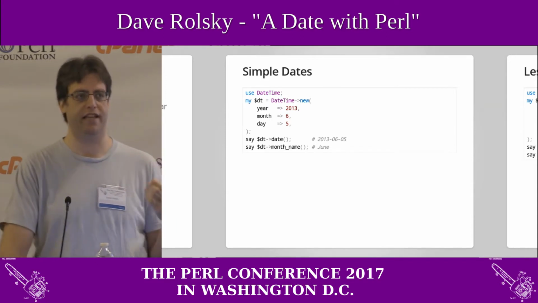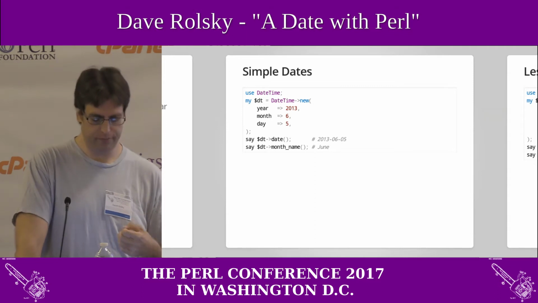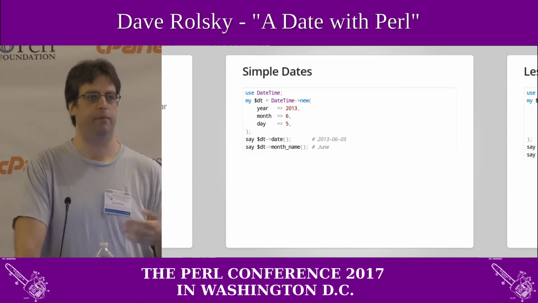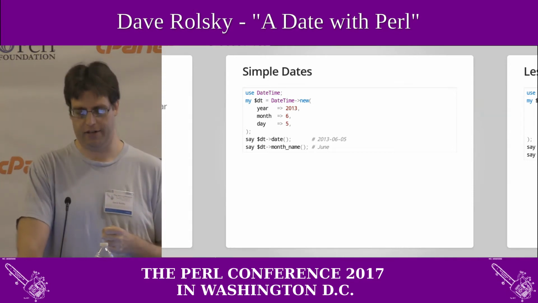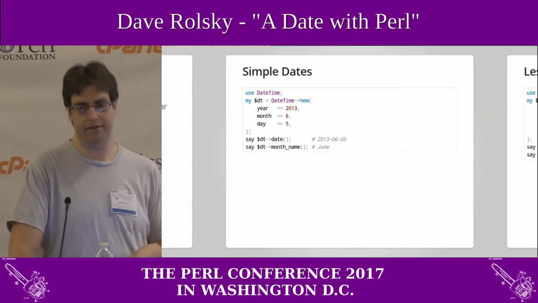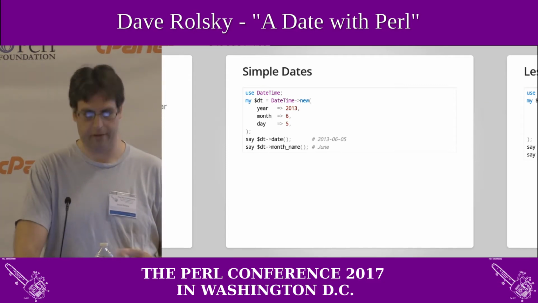All right. So here's what using DateTime looks like in the simplest form. We call the constructor new, we pass it different components, year, month, day, and then you can get information out of the object that you've made. So we can print out the date, and we can get the name of the month, and there's a lot of different information you can get.